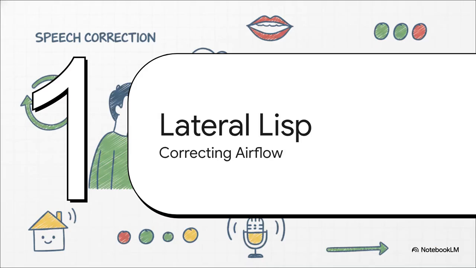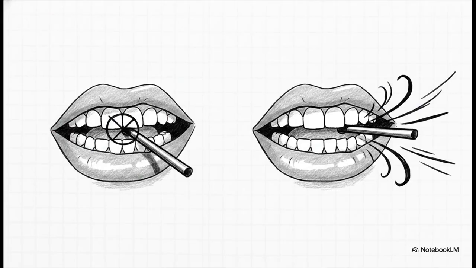Next up, Section 5, correcting the lateral lisp. With a lateral lisp, the tongue accidentally touches the roof of the mouth or the front teeth, which blocks the front exit and forces air to spill out the sides. Think of a child trying to say "sun," but it sounds sort of slushy and wet. To fix this, we're going to bring back our trusty straw.